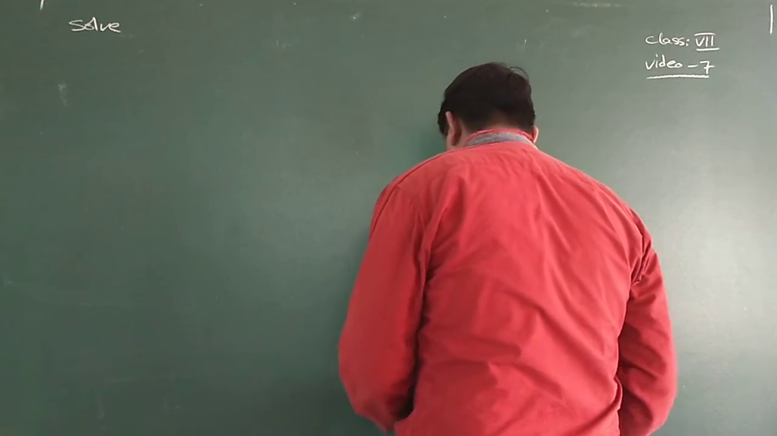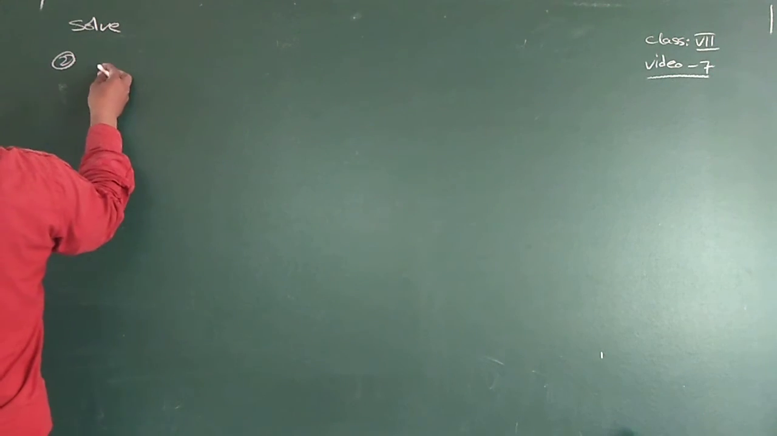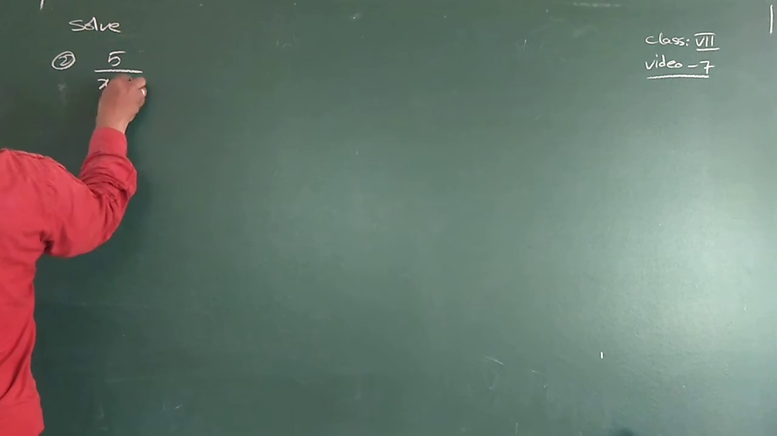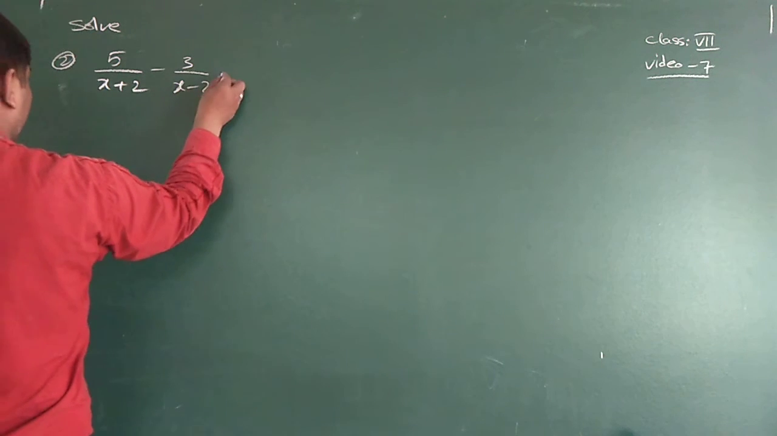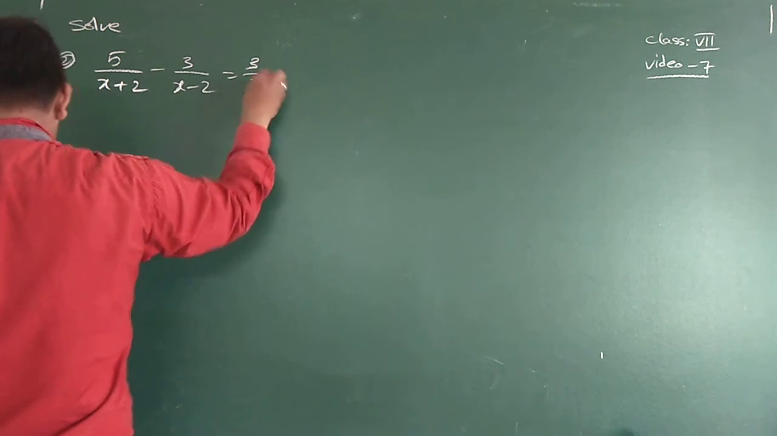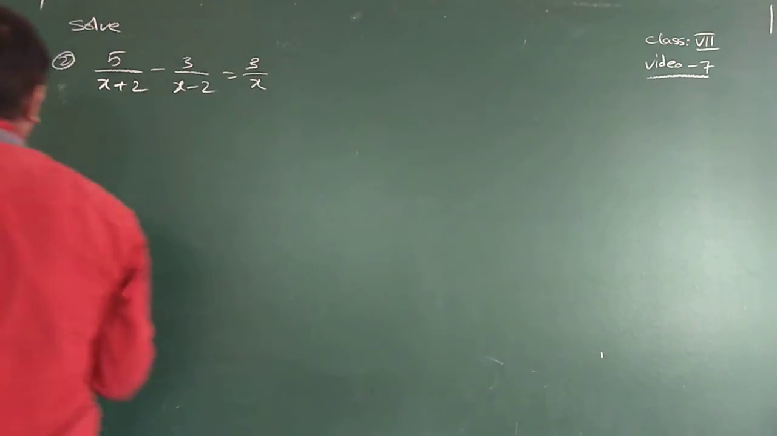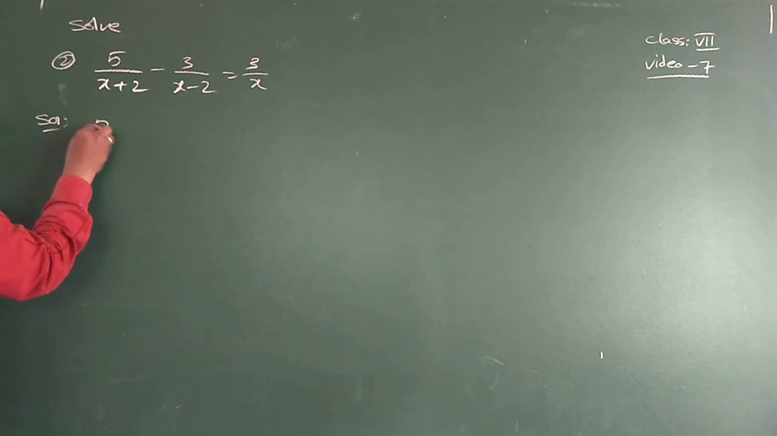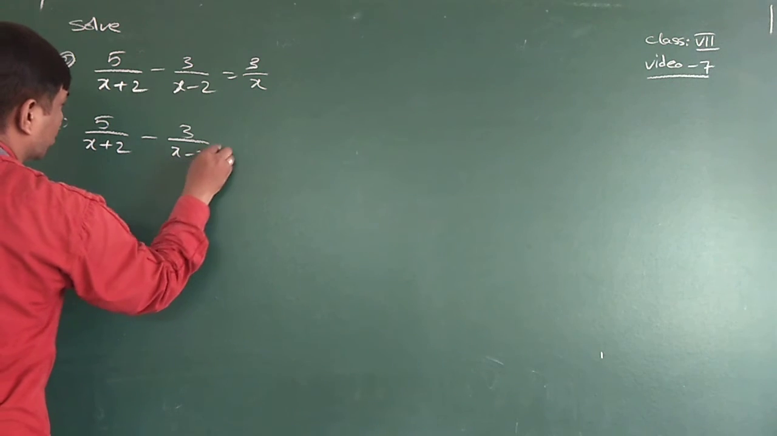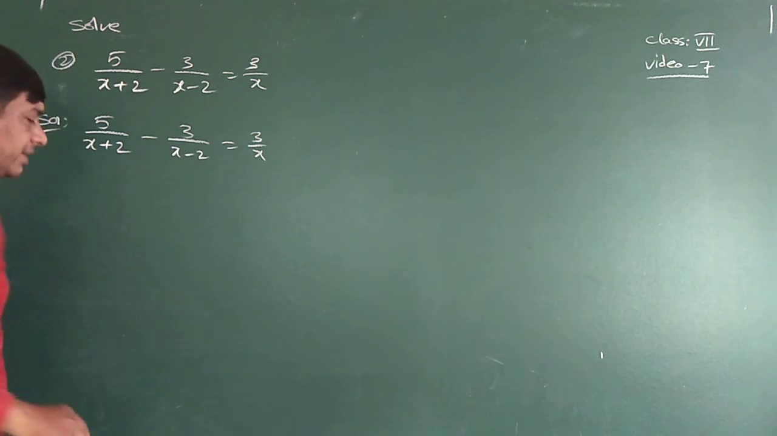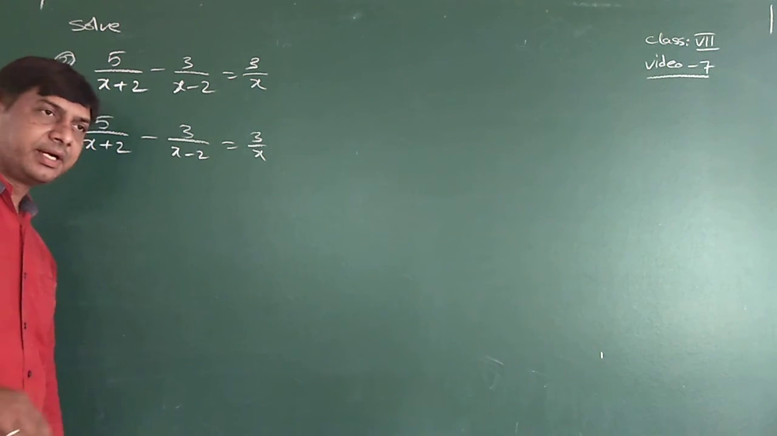Now the next model question is another model question. Second one: 5 by (x + 2) minus 3 by (x - 2) is equal to 3 by x. Now see here, the given question is 5 by x plus 2 minus 3 by x minus 2 is equal to 3 by x. Here the variable is in the denominator.